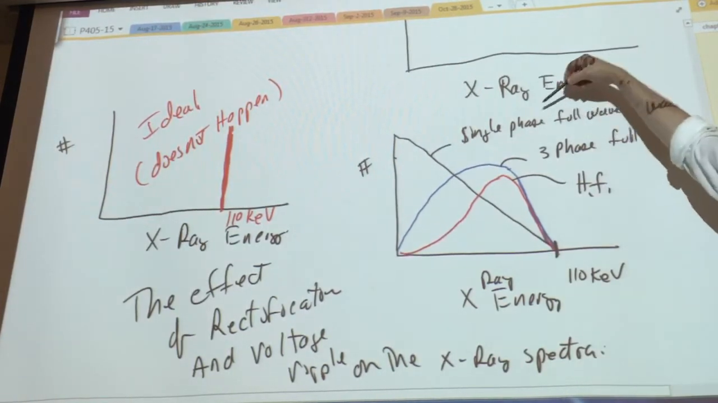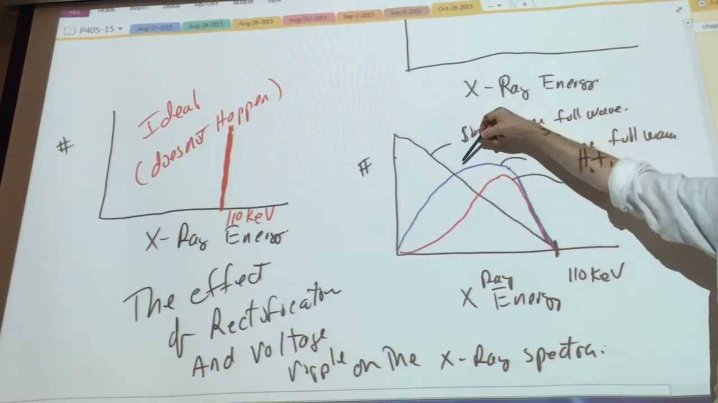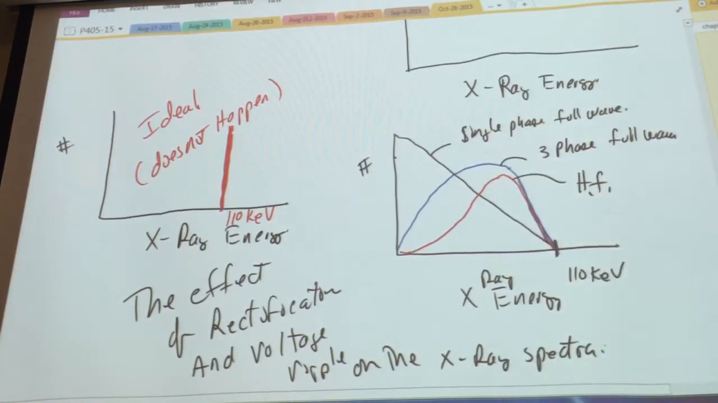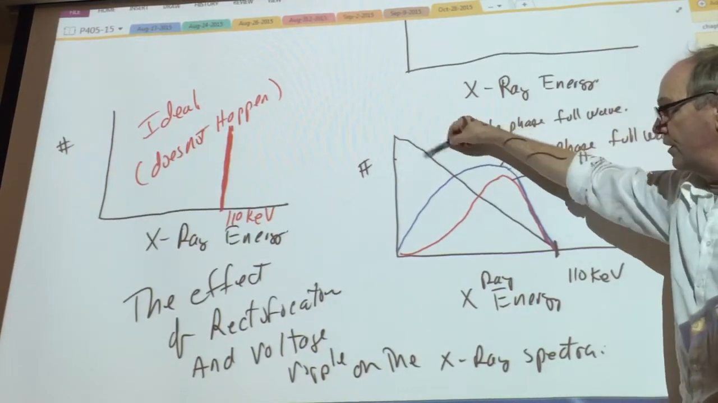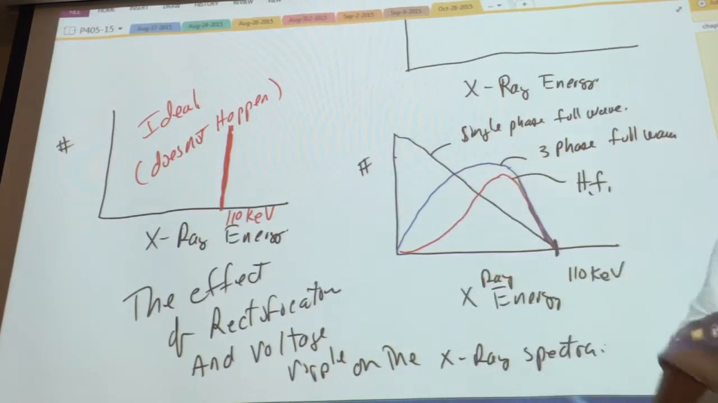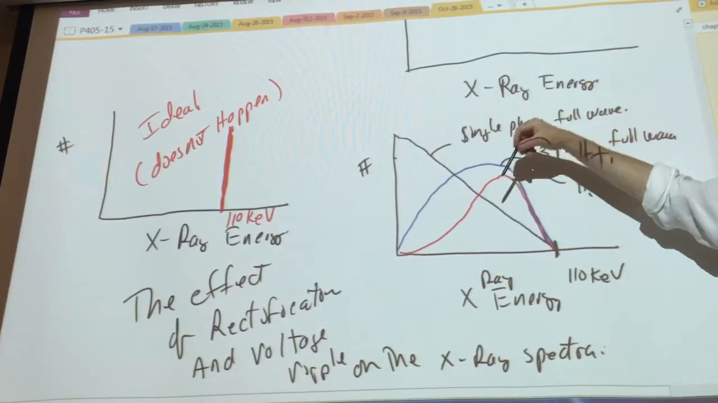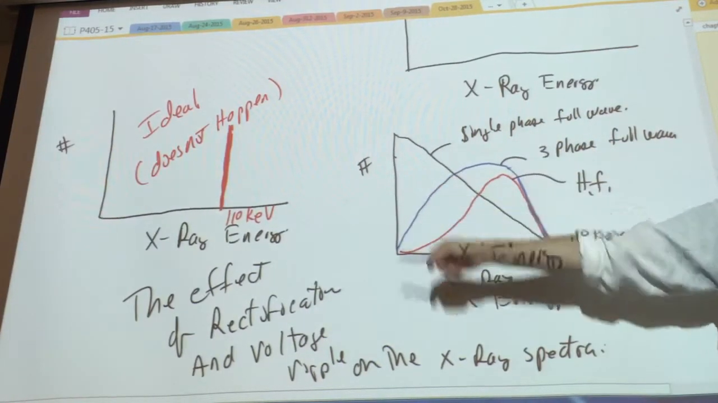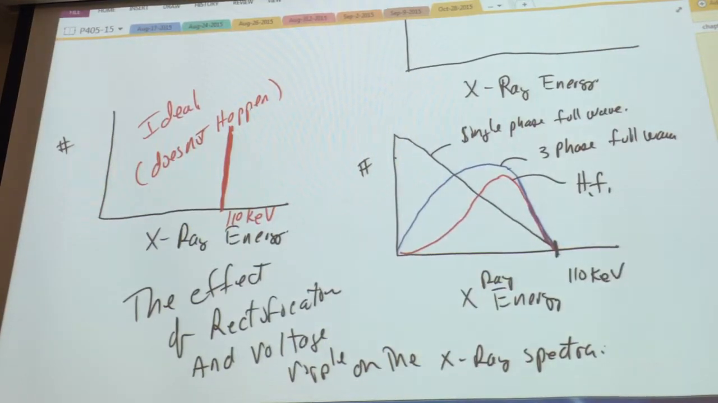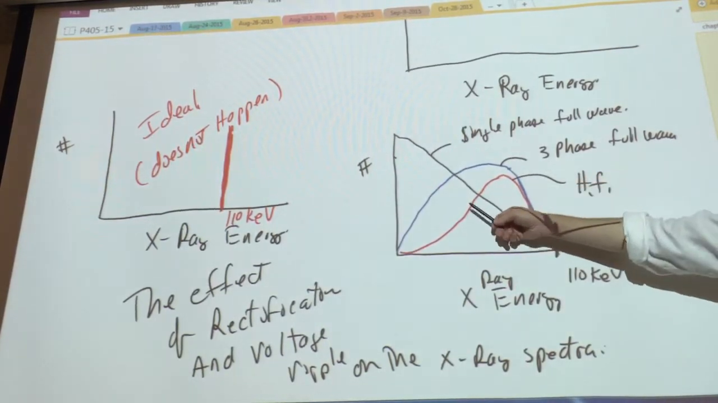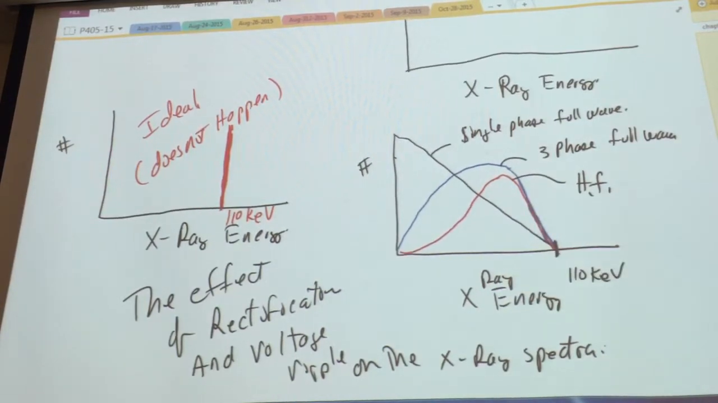So when we have that single phase full wave, remember we had the 100% ripple? We had a good fraction of time where we were getting low energy electrons. Those low energy electrons produced just an awful lot of low energy photons. When we went to three phase, there was much less. The ripple didn't go all the way down to zero, which effectively eliminates a lot of the lower energy photons. And the high frequency generator was able to seriously eliminate the low energy photons. The fact that we're able to get rid of the low energy photons this way is the major importance of this for you.